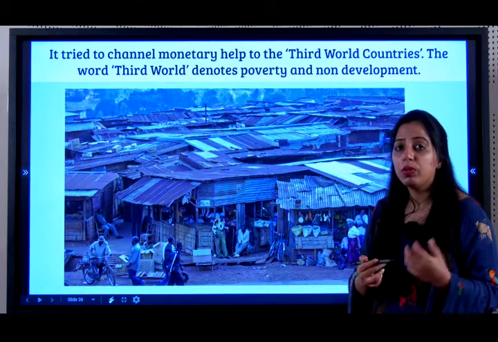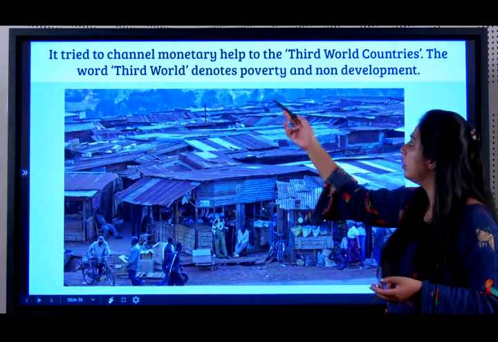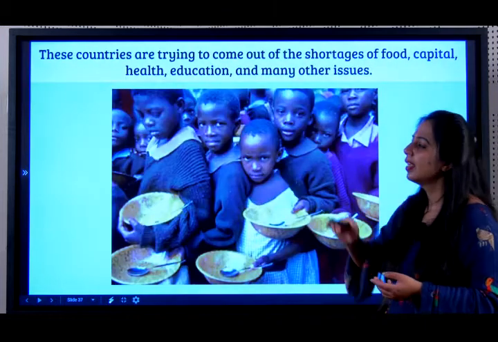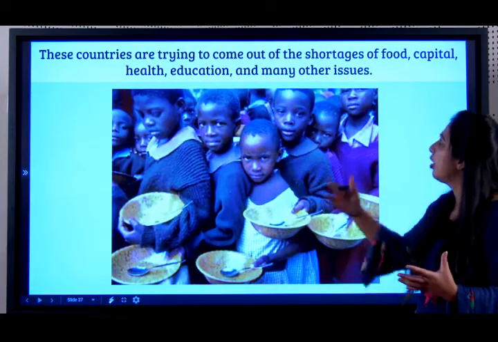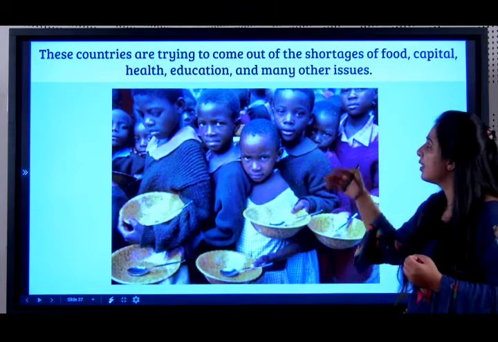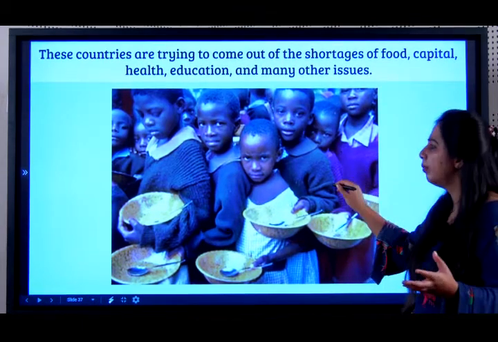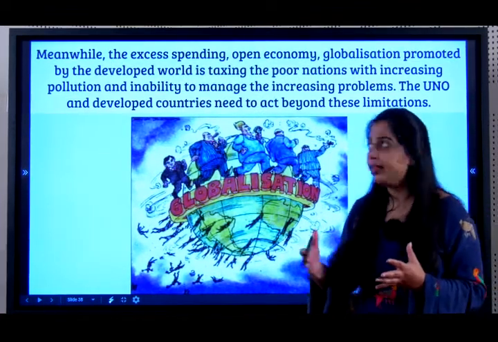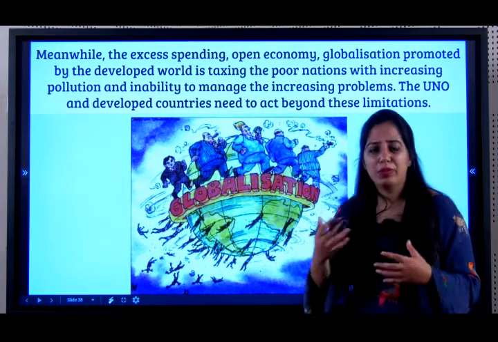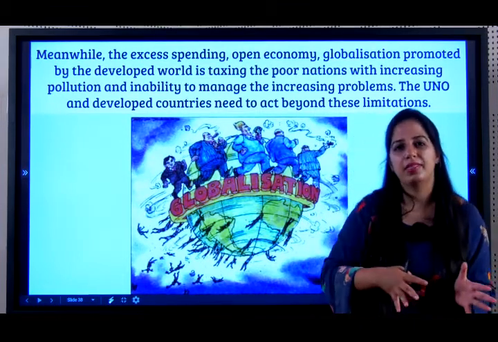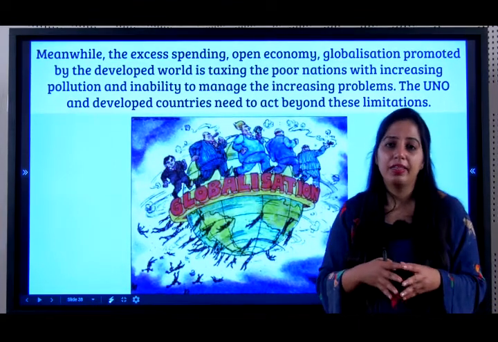What is this third world? Third world denotes poverty and non-developed countries of the world. These countries were trying to come out of the shortages of food, shortage of healthcare facilities, education and many other problems. But in developed countries, there is excessive spending. There is also globalization that is leading to a lot of problems for the developing countries.